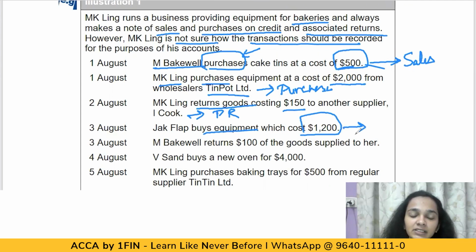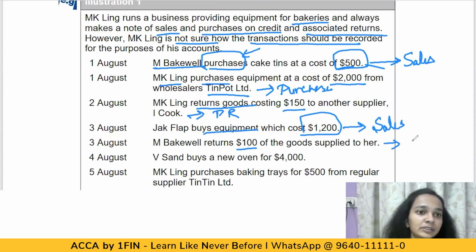What is happening here? A person, Jack Flap, is buying an equipment. So when Jack Flap is buying an equipment, MK Ling is selling the equipment. From MK Ling's point of view, it is a sale. Then M Bakewell returns $100 of goods which was supplied to her.